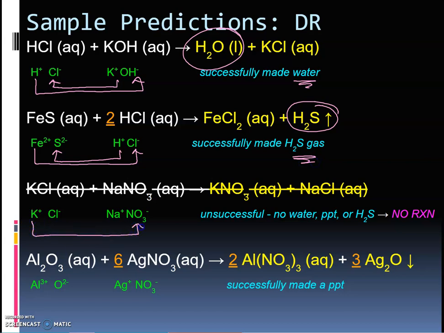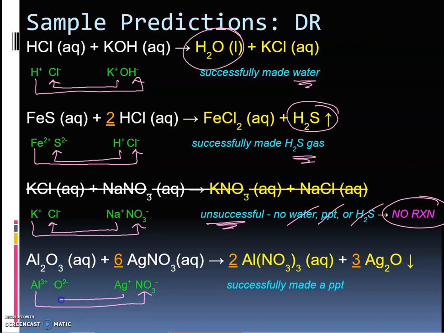K plus and NO3 minus, Na plus and Cl minus was unsuccessful. No water, no precipitate, no H2S. So that means there's no reaction. And then Al3 plus and NO3 minus, Ag plus and O2 minus. I successfully made my precipitate, and we are good to go. So that is your wife swap, your double replacement reactions.